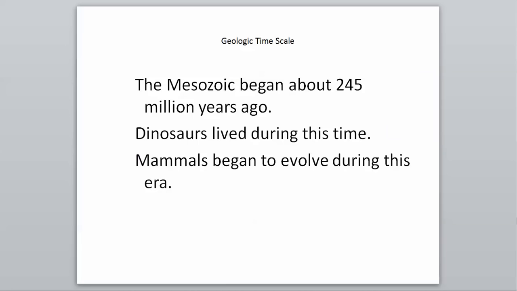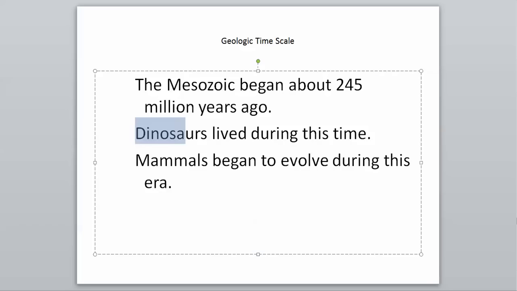After the Paleozoic, we have the Mesozoic, which began about 245 million years ago. This is the age where all of our dinosaurs lived. So the important thing to know about the Mesozoic is that dinosaurs lived during this time.